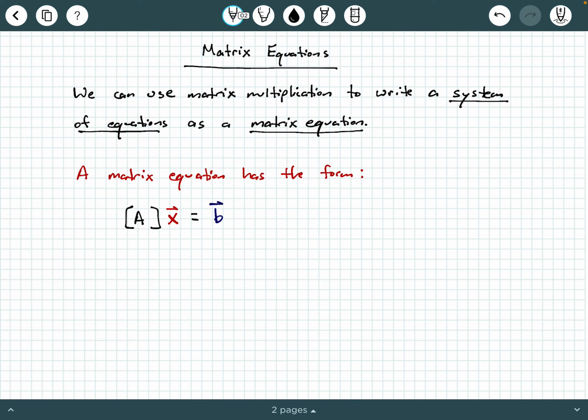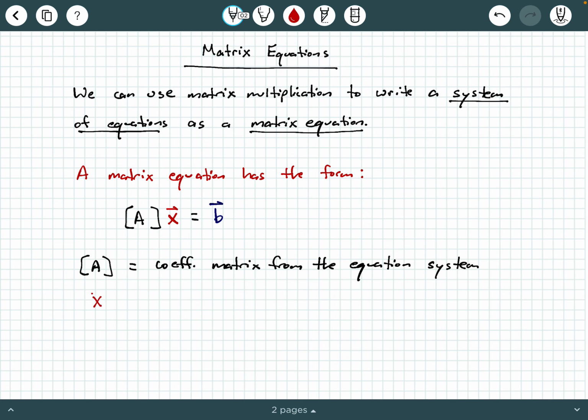So let's talk about what each of these three terms are, okay? Matrix A is sometimes called a coefficient matrix from the equation system. So if we have a system of equations, matrix A is going to have all the entries of the constants or the coefficients of the variables, okay? So that's what matrix A is.